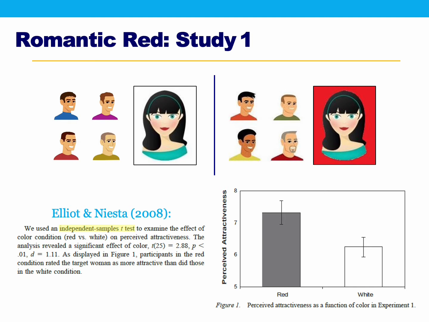As displayed in the figure, participants in the red condition rated the target woman as more attractive than did those in the white condition. And we know, based on that p-value, that it's less than 0.01, which means this difference in perceived attractiveness across the red photo condition and the white photo condition was significant.